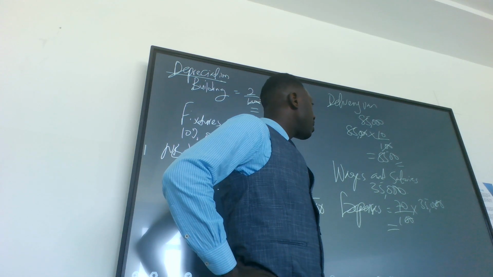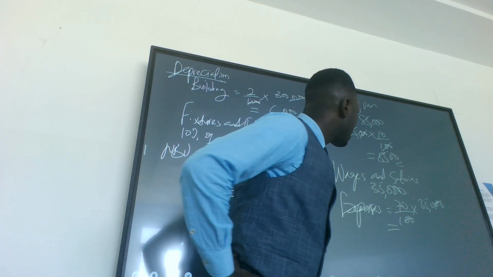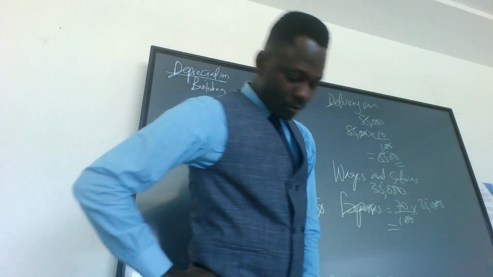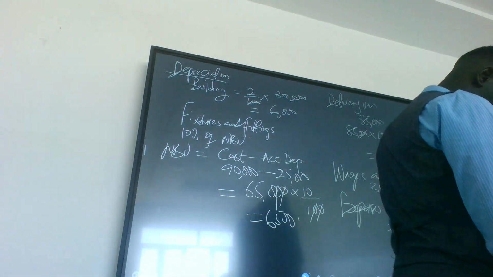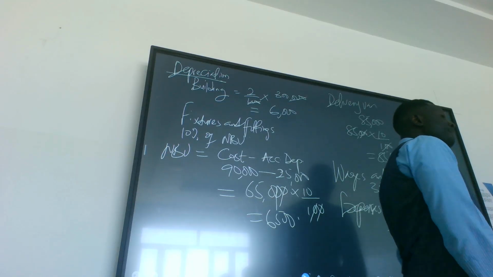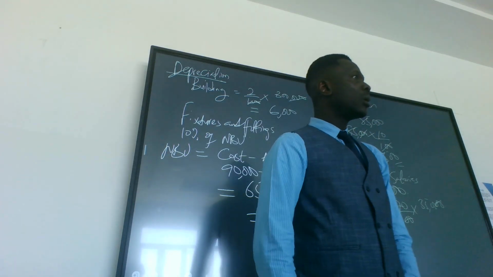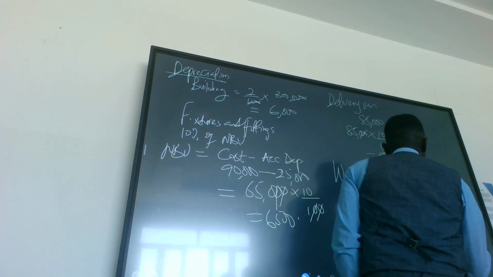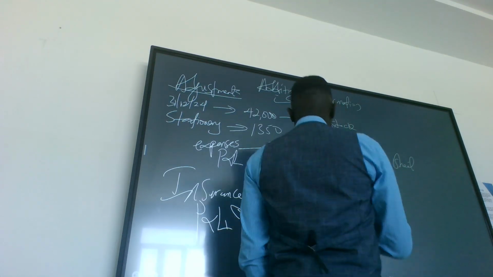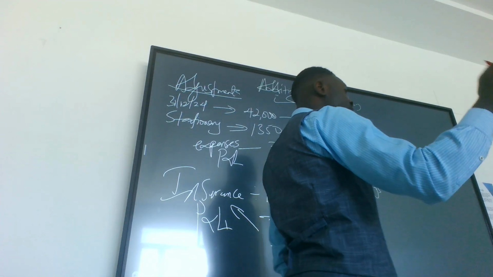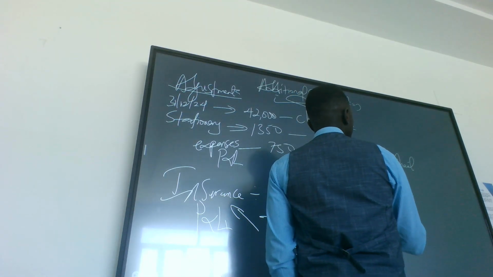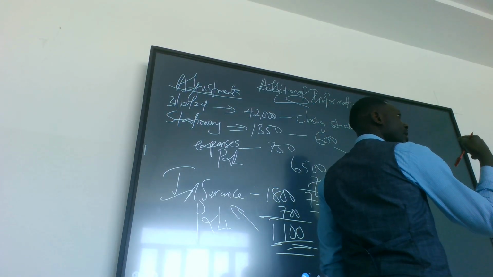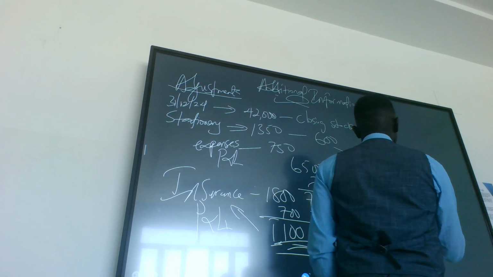70 multiplied by 350 is 24,500. Now go back to drawings. They said 30% for drawings, right? 30 over 100 multiplied by the same amount, the wages and salaries. 35,000?